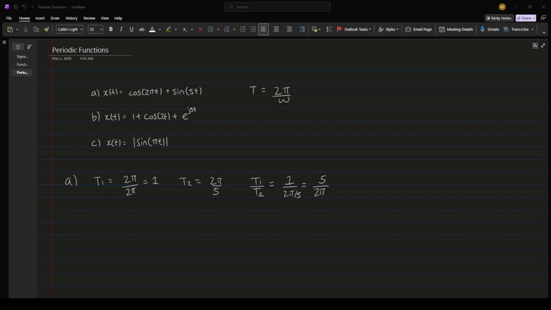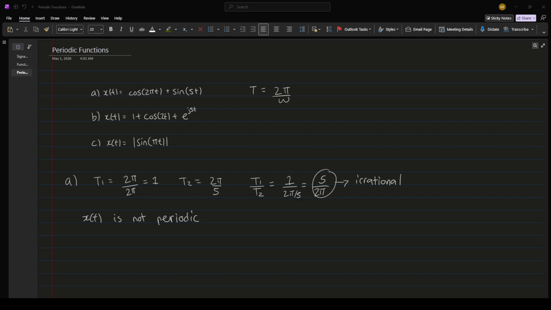Now, because this number is irrational, then the function is not periodic. So x of t is not periodic, and so there's not going to be a fundamental period.